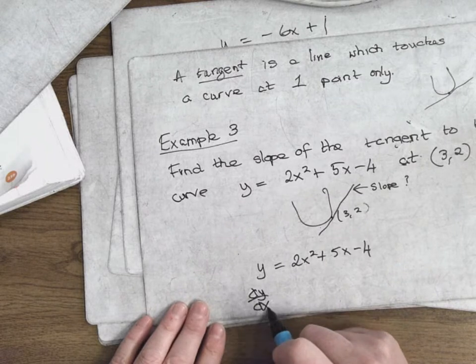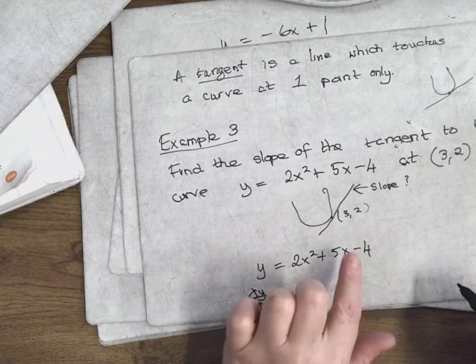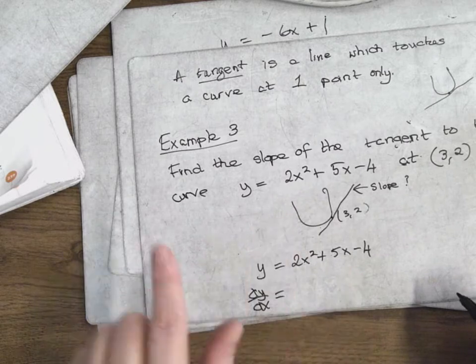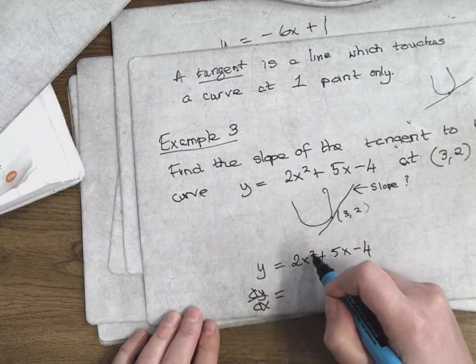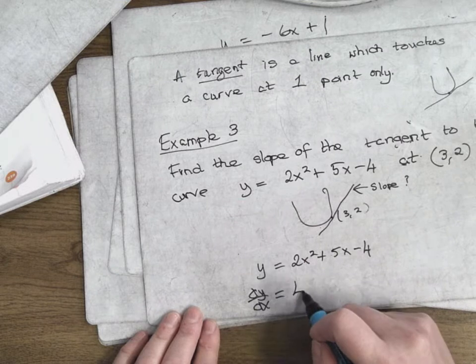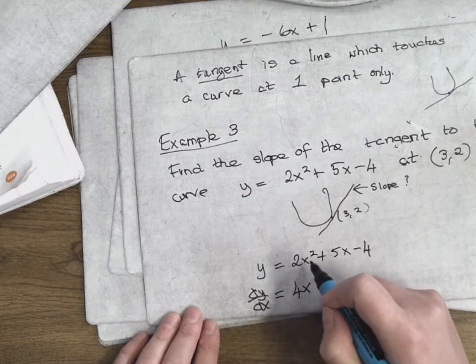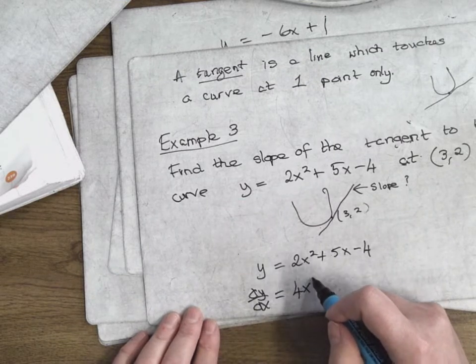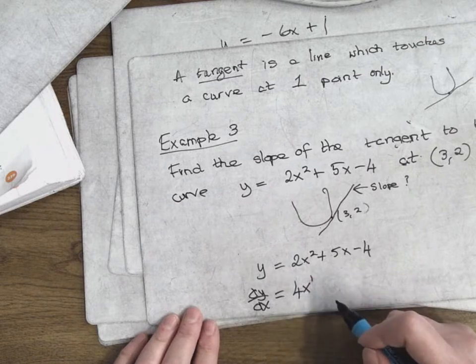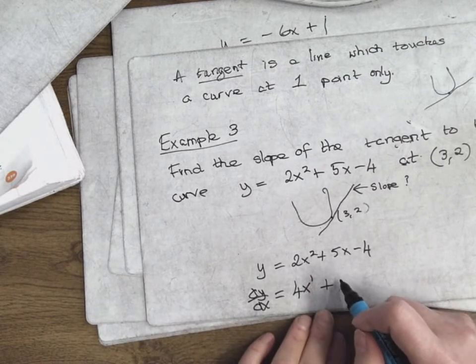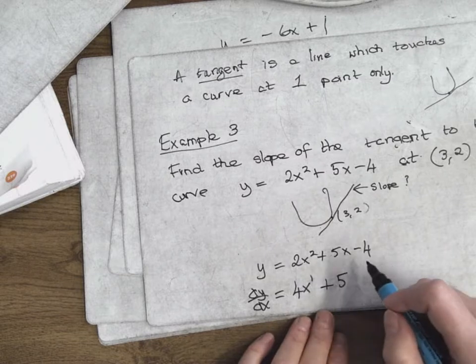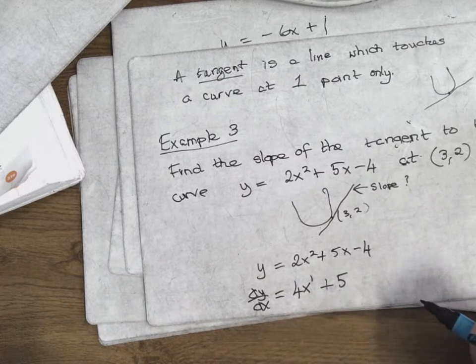So dy dx, when I differentiate here, you bring the power down in front. If there's a number already there, multiply it. There's a 2 already there, so 2 2s are 4. Reduce the power on x by 1, so 2 take away 1 is 1. And then differentiate 5x, you just get the number in front. And differentiate minus 4 and you get 0.